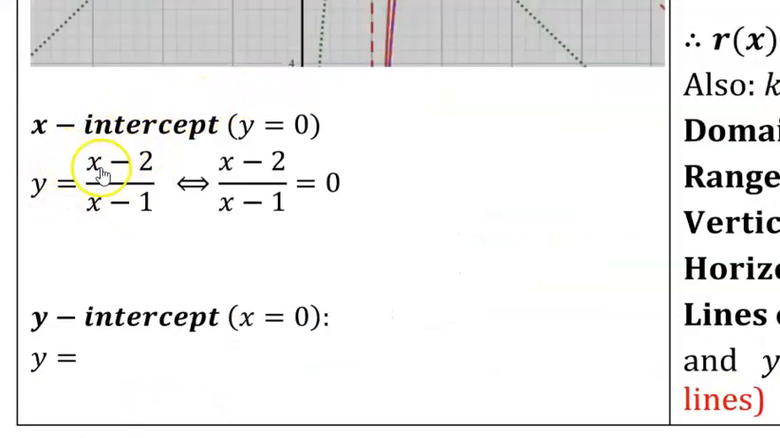Let us look at the x-intercept. I have r of x equal to x minus 2 over x minus 1. We will have the x-intercept whenever y is 0. So the whole fraction here must be 0.